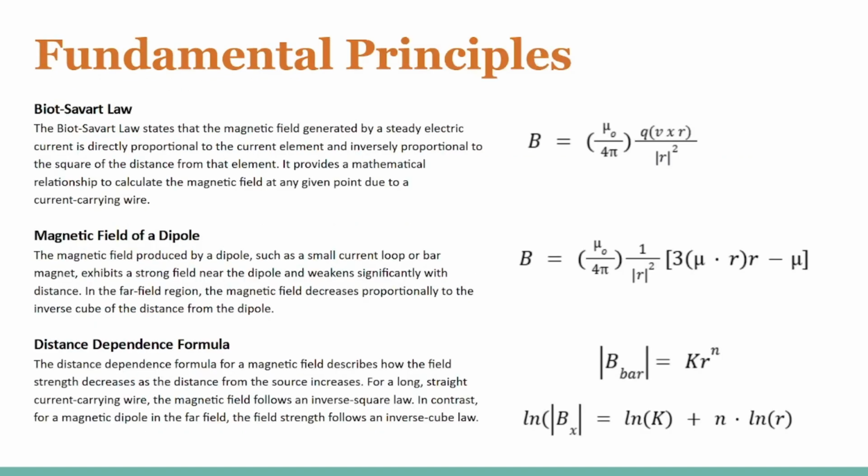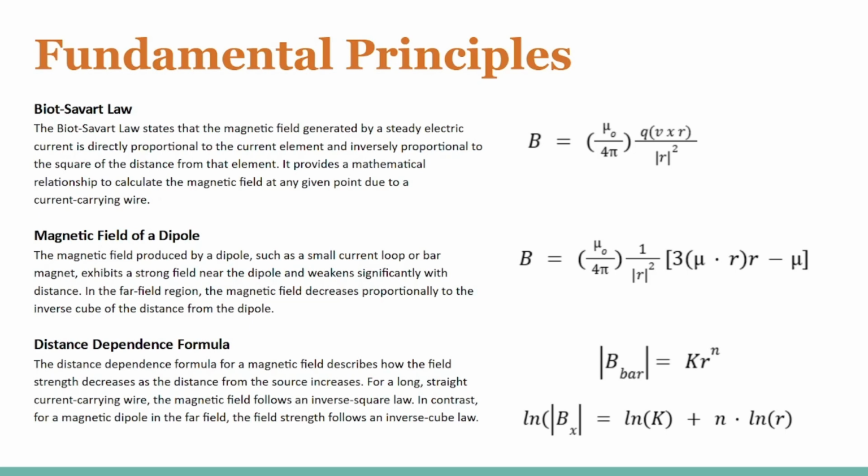So, some fundamental principles for this lab. First is the Biot-Savart law, which basically shows that the magnetic field at any point is equal to a K constant times a cross product of the velocity of a charge crossed with the observation point of that charge. The magnetic field of a dipole is also really important, especially when we are doing equations where there are charges that are either on the perpendicular or parallel axis.